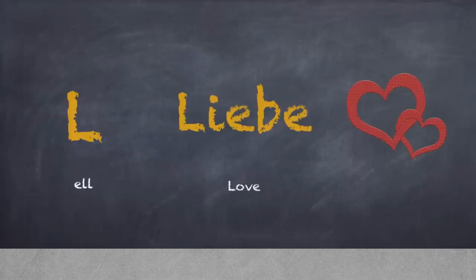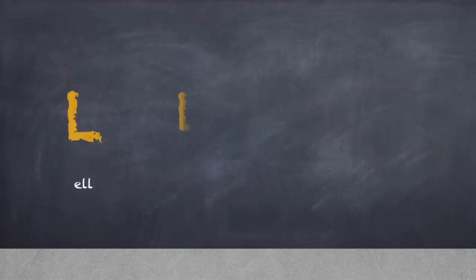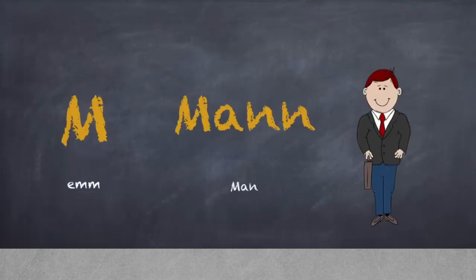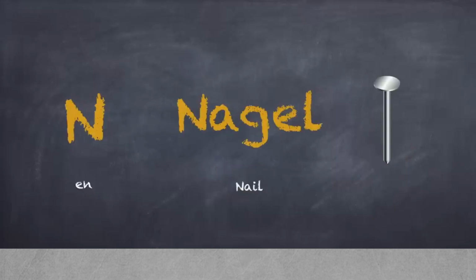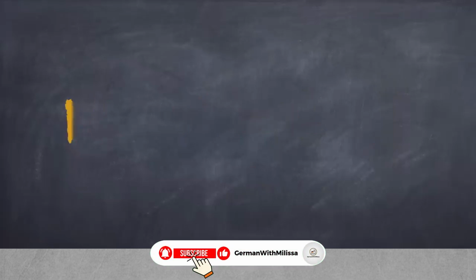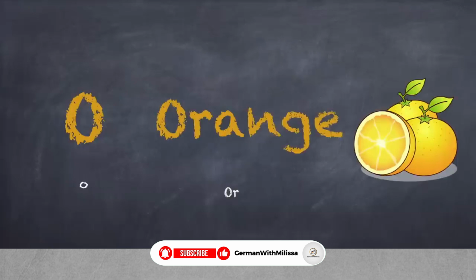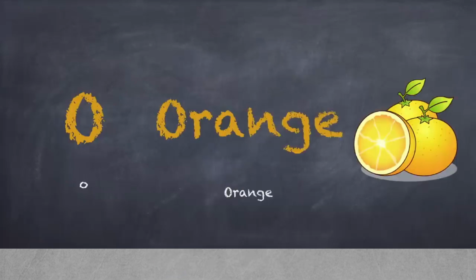L. Liebe. M. Mann. N. Nagel. O. Orange. When the letter G is at the beginning of a word, then its pronunciation is different, whereas when it's in the middle of a word or at the end, the sound changes.